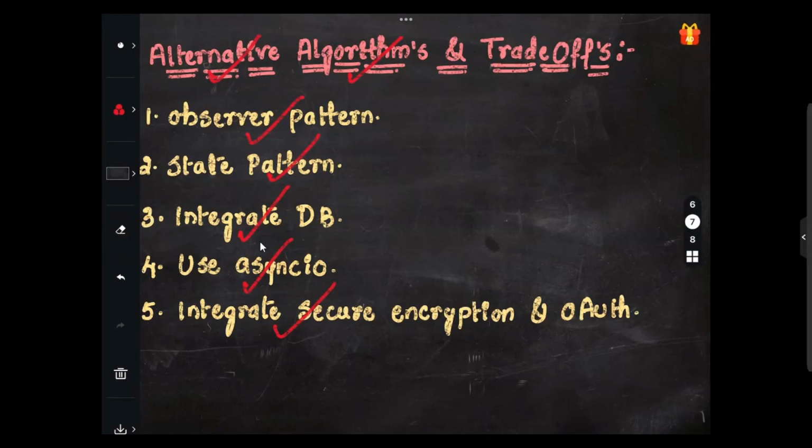These are the alternative algorithms and trade-offs that I wanted to discuss, in the sense of a summary. We have successfully designed the payment gateway integration according to the criteria and requirements that we collected. I hope what we discussed is completely clear, along with the code that we have written.